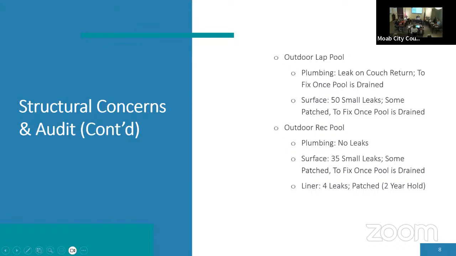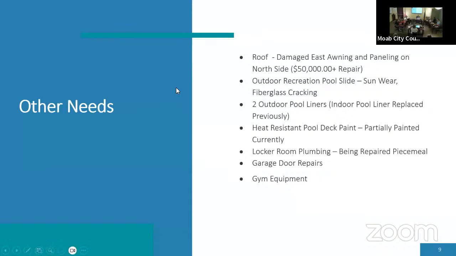This is something we will continue to watch and audit as years come. Other items of immediate concern that need to be looked at in the coming years include the MRAC roof. We had a damaged east awning and paneling on the north side that's been estimated at at least a $50,000 repair, plus we've had some additional hail damage since that initial estimate was given.